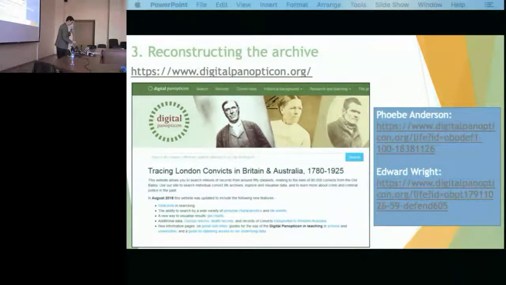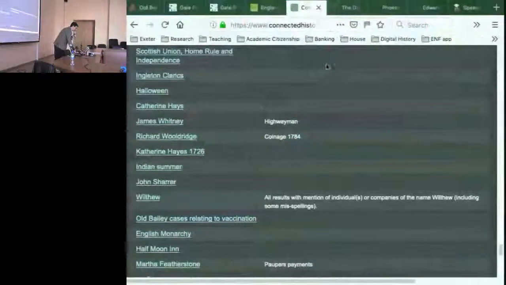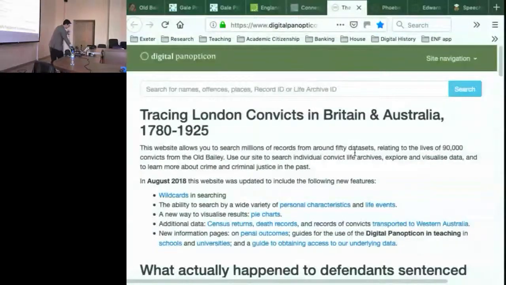The example that I want to give of this is the Digital Panopticon project, which I was a research assistant on a few years ago. It went live in 2016. The aim of the project is to reconstruct the lives of offenders who were convicted at the Old Bailey in London between 1780 and 1925. The problem that we have as historians, I'm a historian of crime, is that I'd love to know about the individual lives of convicts, what happened to them, that kind of thing.